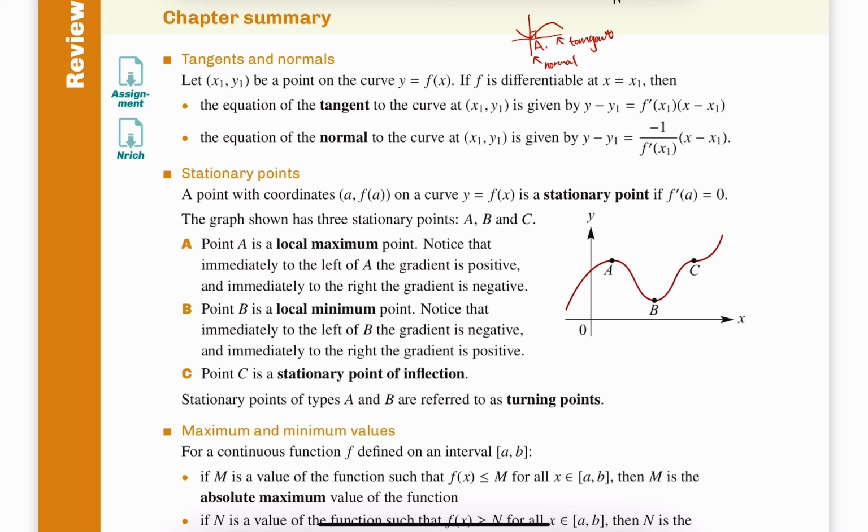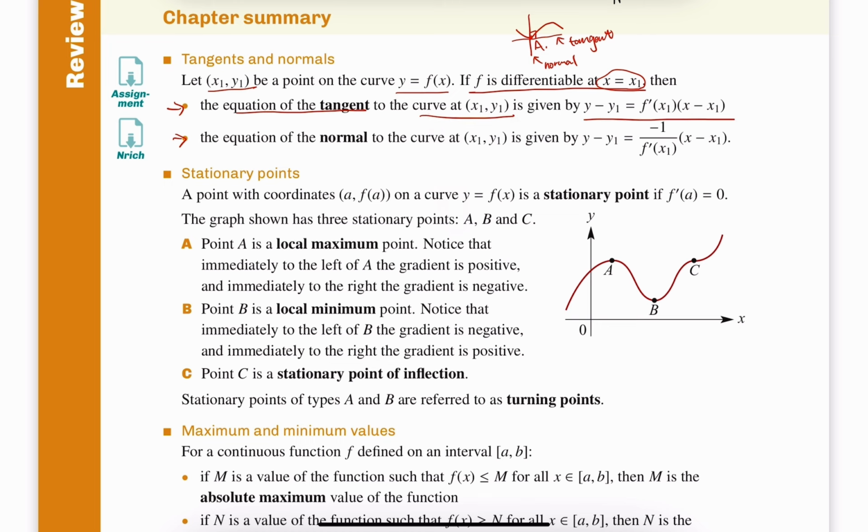Okay, so it gives us some equations that we might need to remember. Let's see. Let the point (x1, y1) be a point on the curve y = f(x). If f is differentiable at x = x1, so what it's saying is at this point the function is differentiable, then we can say the equation of the tangent to the curve at this point is given by this equation.